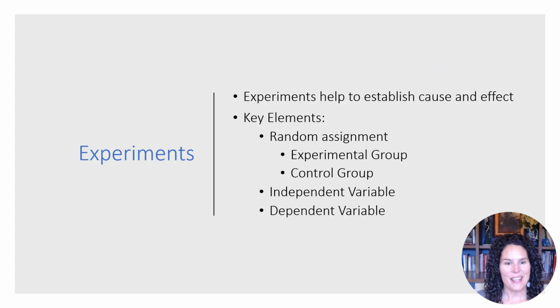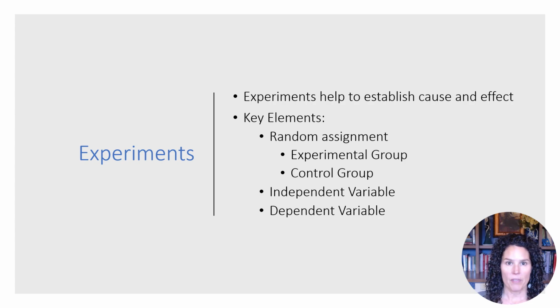So experiments, as you've learned, are one way that we can determine or work towards understanding causality. And the main key element of experiments is random assignment, where people are randomly assigned to either an experimental or treatment group and to a control group.